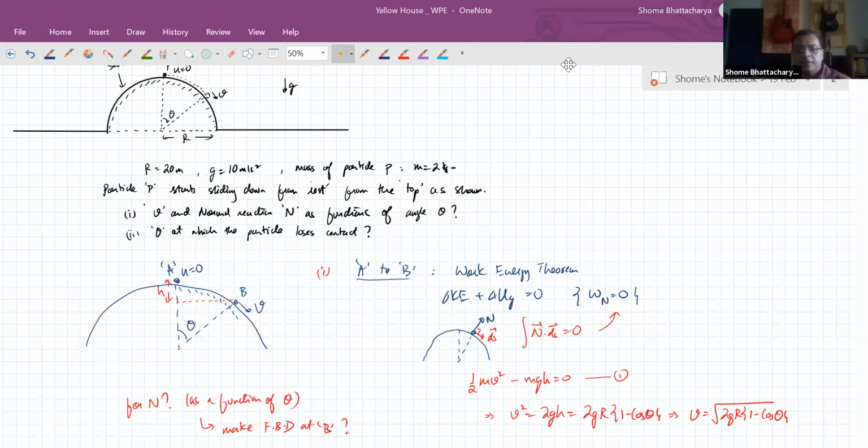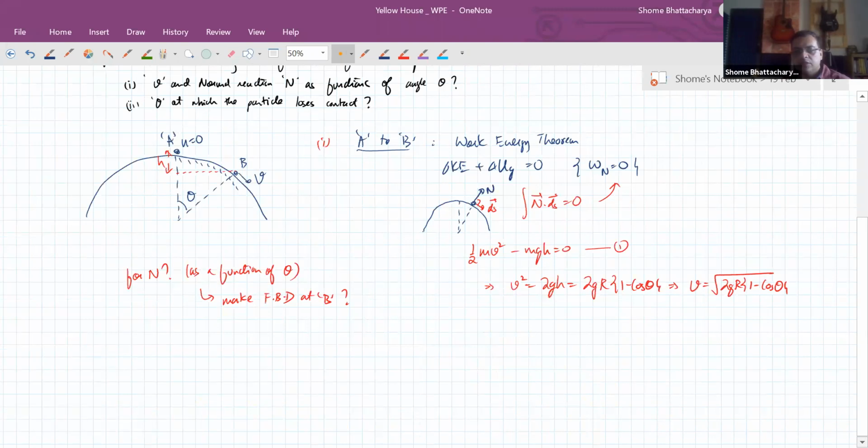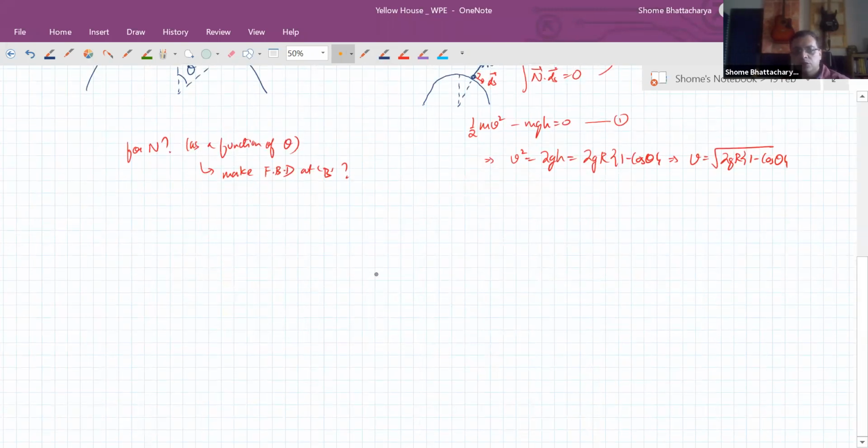Okay, so let's look at the second part, the free body diagram, which will help us understand the normal reaction as a function of theta. And from that, we can see how it loses contact at the point. Yeah, got the answer? Yes, that's correct. Very good. The Antreshu answer is correct. Very good. So when it is at this point, the forces acting on it are weight and normal reaction.